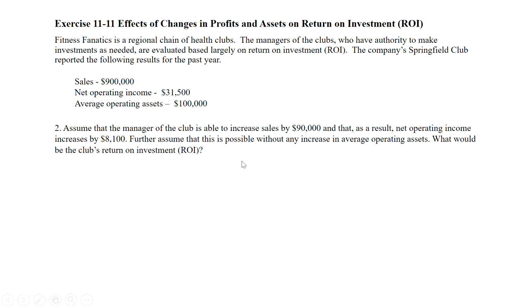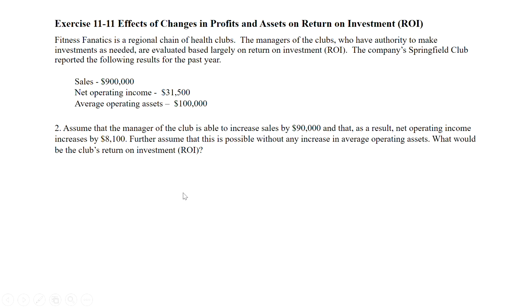The manager thinks they would be able to increase sales by 90,000. Well, ultimately, if you increase sales, you likely expect expenses also to increase, but profit overall is going to increase. And in this situation, profit or net operating income is expected to increase by 8,100. So assume we're able to do that without increasing our average operating assets in this situation. So what would be the new ROI?